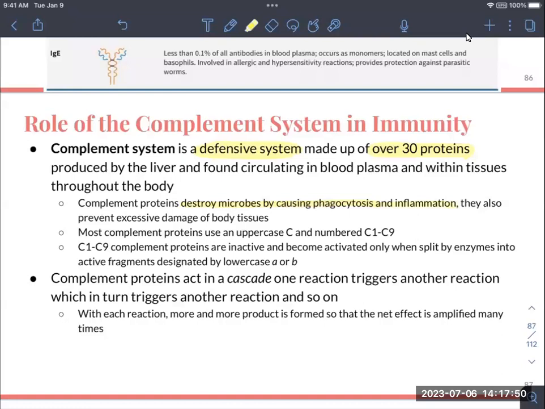We tend to use uppercase letters when we're talking about complement. We have complement 1, complement 2, all the way through 9. These are different proteins that are technically inactive. They only become active when split by enzymes. So enzymes come in and break them apart. Again, they act as a cascade, so one reaction triggers another reaction, which triggers another, and so on. Each time we have a reaction, more and more product is formed, so it helps to amplify these effects.